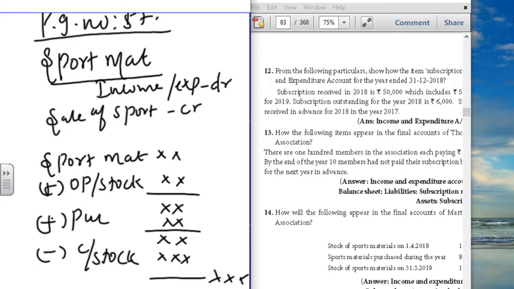Once again I say sports material will appear in the income and expenditure account under the debit side. Debit side appear ஆகுதுனா அது expenditure side தான். Sale of sports material will appear in the credit side. The format for calculating sports material is opening stock plus purchases minus closing stock. This is the method to calculate sports material. And I'll also explain about the match fund. Match fund.